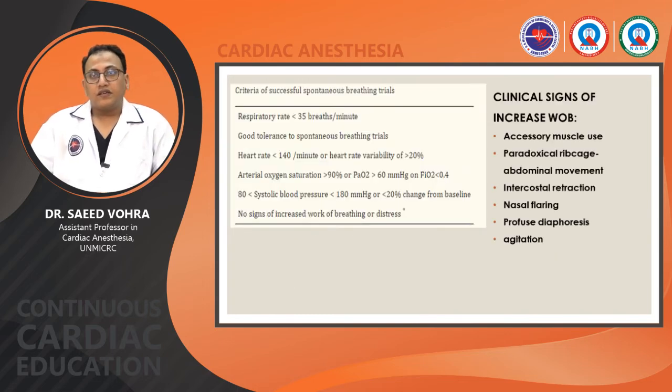Now these are the clinical signs which you have to observe while weaning the patient while giving the spontaneous breathing trial, either T-piece or pressure support. That is accessory muscle use, paradoxical ribcage and abdominal movement, intercostal retraction, nasal flaring, profuse diuresis and agitation.